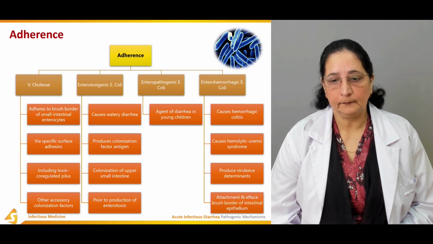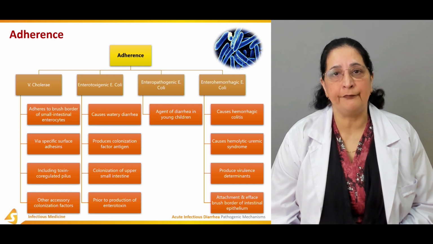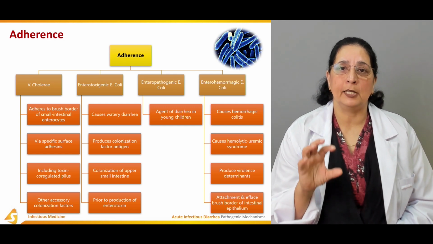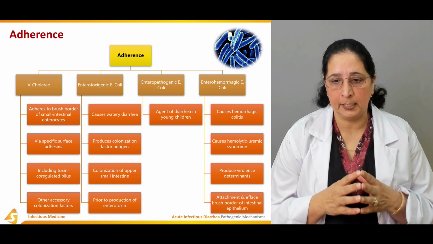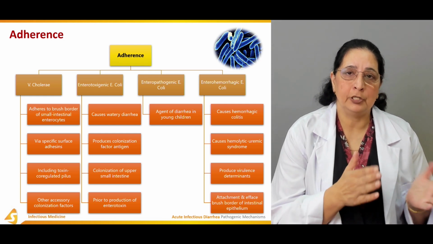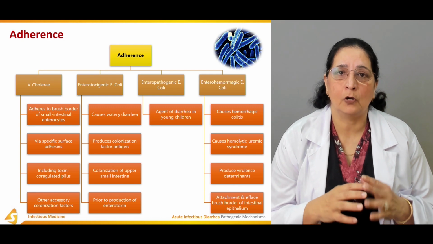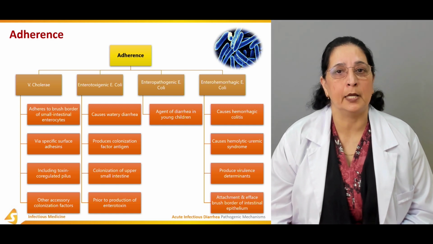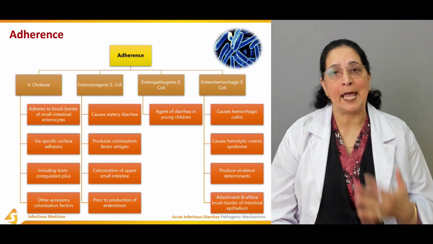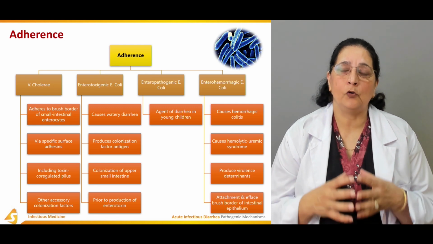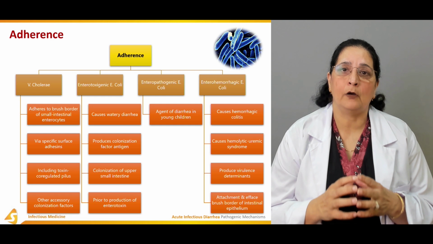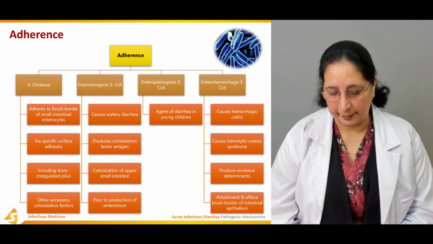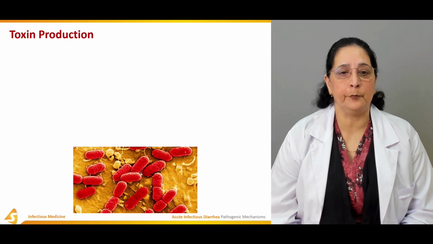And there is attachment and effacement of the brush border of the intestinal epithelium. So here it affects the brush border, like we mentioned with Vibrio cholerae, which also attaches to the brush border and then causes its destruction and proceeds. So that's the mechanism of the different common pathogenic organisms of acute infectious diarrhea and how they can cause the infection. Next, the toxin production.